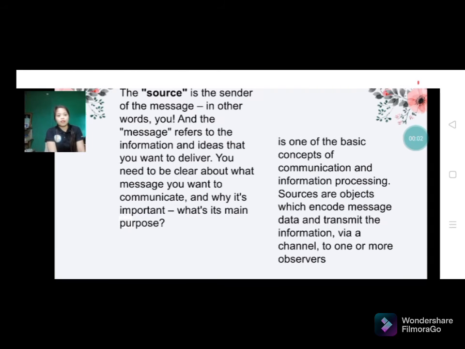The source. It is the sender of the message. In other words, you, and the message refers to the information and ideas that you want to deliver. You need to be clear about what message you want to communicate, why it's important, and what its main purpose is. Source is also one of the basic concepts of communication and information processing. Sources are objects which encode messages and data and transmit the information via a channel to one or more receivers.